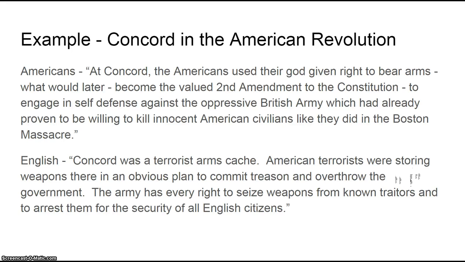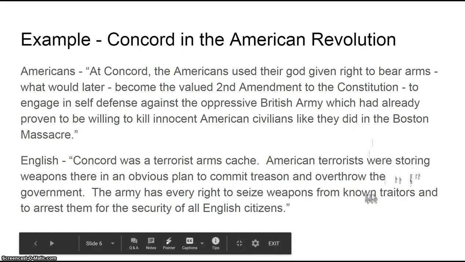It's not counterfactual. And the other group could say something like, Concord was a terrorist arms cache. American terrorists were storing weapons there in an obvious plan to commit treason and overthrow the government. The Army has every right to seize weapons from known traitors and to arrest them for the security of all English citizens. This is just an anti-terrorist act. Concord is very clear. The English know where terrorists are keeping their guns, and they're going to take them away. What's the problem with that? So the English are the good guys here, and then it would be your job to compare these two statements, and you play the moderator in that TV debate, and you're going to say which one of these two arguments would be better, and you're going to score it before you move on to the next topic.